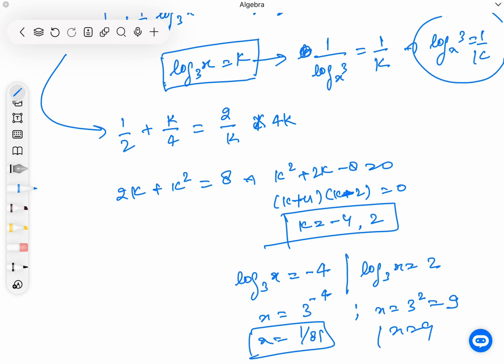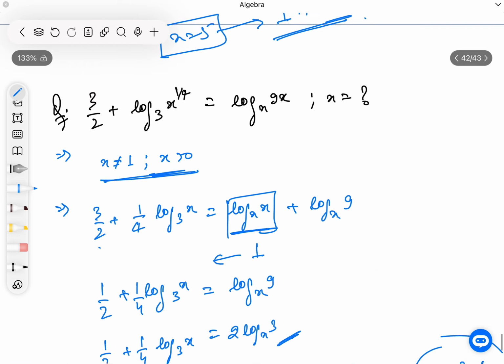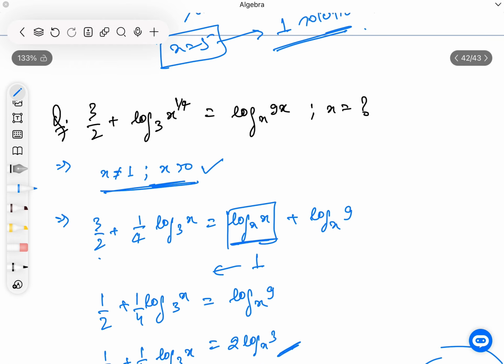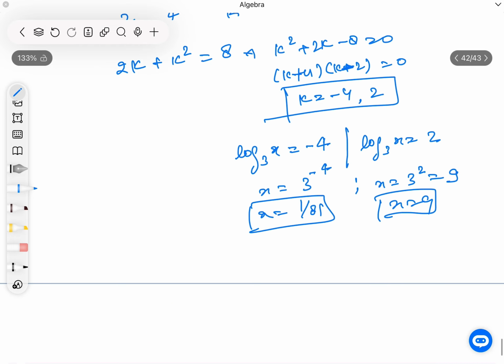So these are the two values that I'm getting, but I also have the conditions that x has to be greater than 0 and x cannot be 1, and these two fulfill both. They are both positive and they are not equal to 1. So I'm good. I have two solutions now.